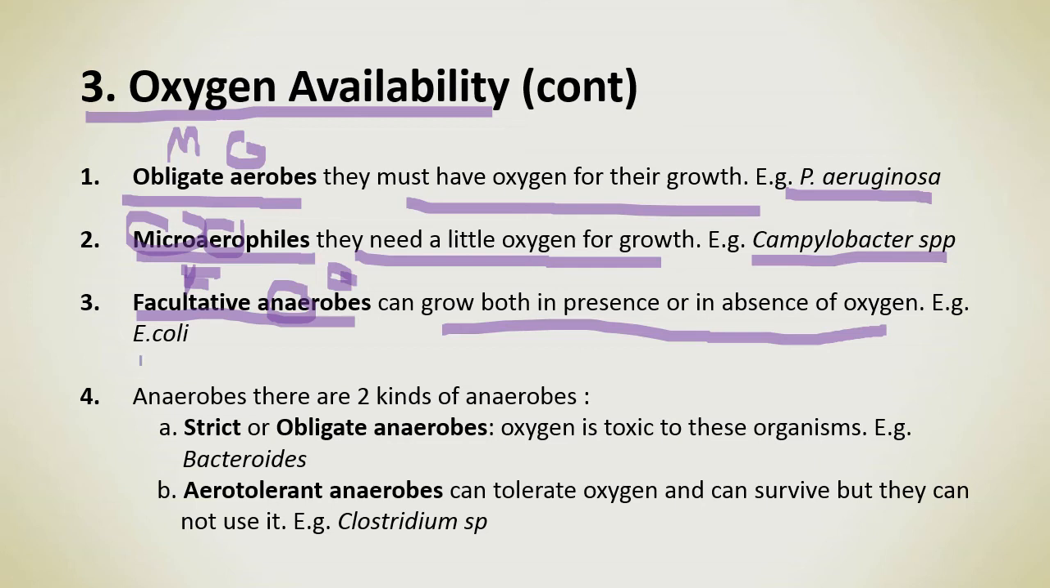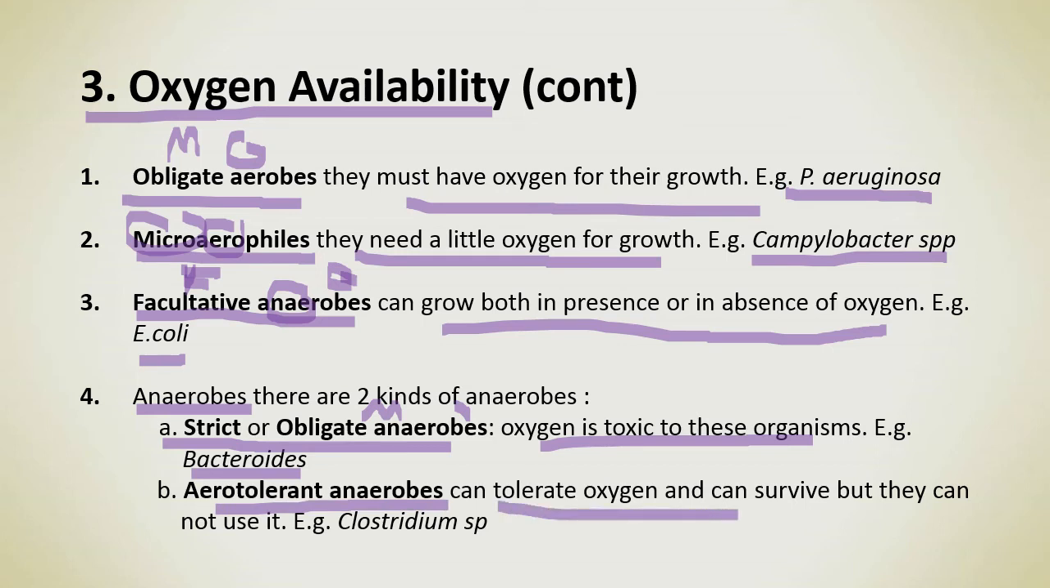For example, E. coli. Anaerobes can be further clustered into two types. Strict or obligate anaerobes: strict or obligate is a must, anaerobe means no oxygen, so oxygen is toxic to this organism. Example, Bacteroides. Aerotolerant anaerobes can tolerate oxygen but cannot use the oxygen. For example, Clostridium species.